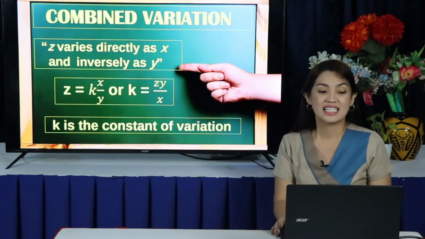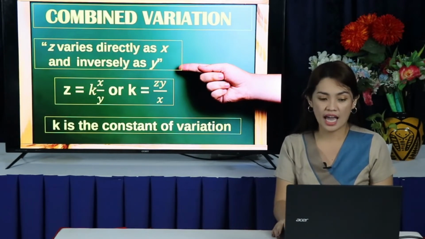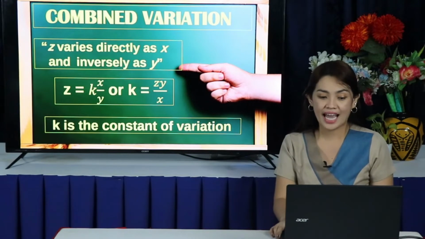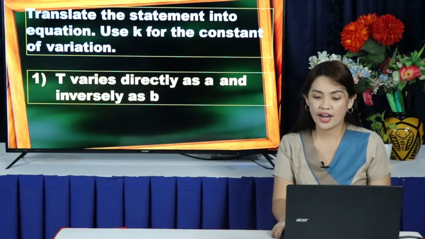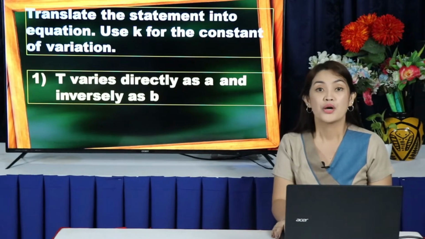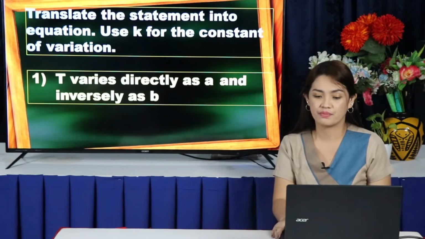The statement, Z varies directly as X and inversely as Y, means Z equals K times X over Y, or K equals ZY over X, where K is the constant of variation. To fully understand combined variation, let us try to translate the statement into mathematical equation. Remember to use K for the constant of variation.